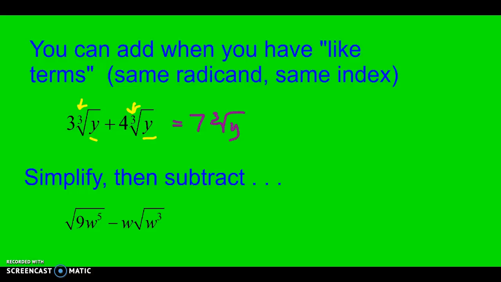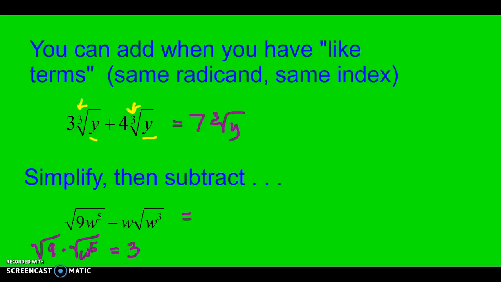Down here, these are square roots. And we can see that what's under the radicals are not the same, but on the other hand, the radicands are also not simplified. So we can start by taking this expression on the left and saying, okay, well, the square root of 9w to the 5th is the square root of 9 times the square root of w to the 5th. And I can simplify that by saying the square root of 9 is 3.